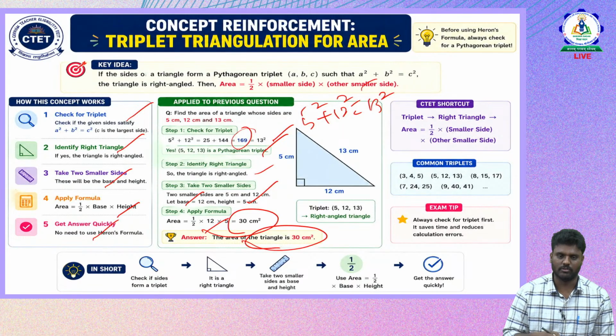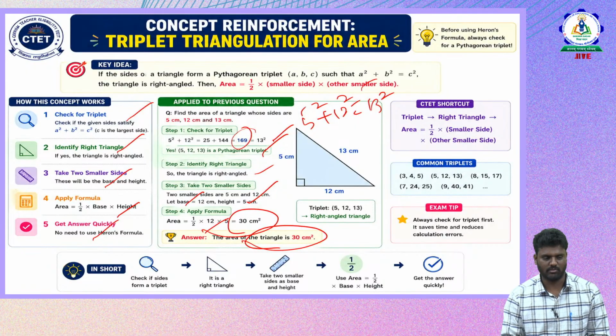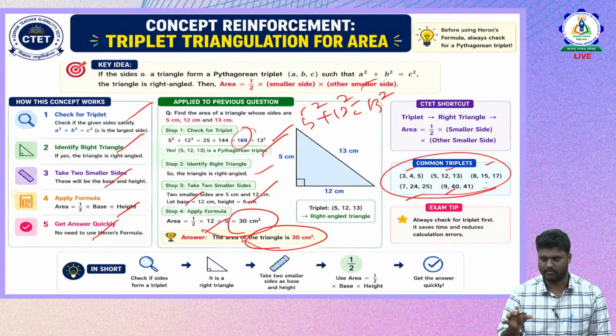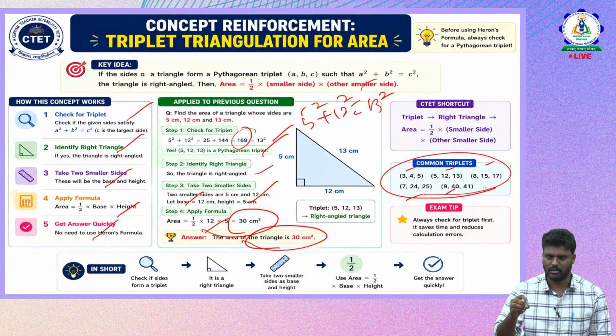So whenever problems are asked from the Pythagoras concept, we can do it like this. So remember only these 5 common triplets, where most of the questions are focused based on these common triplets.